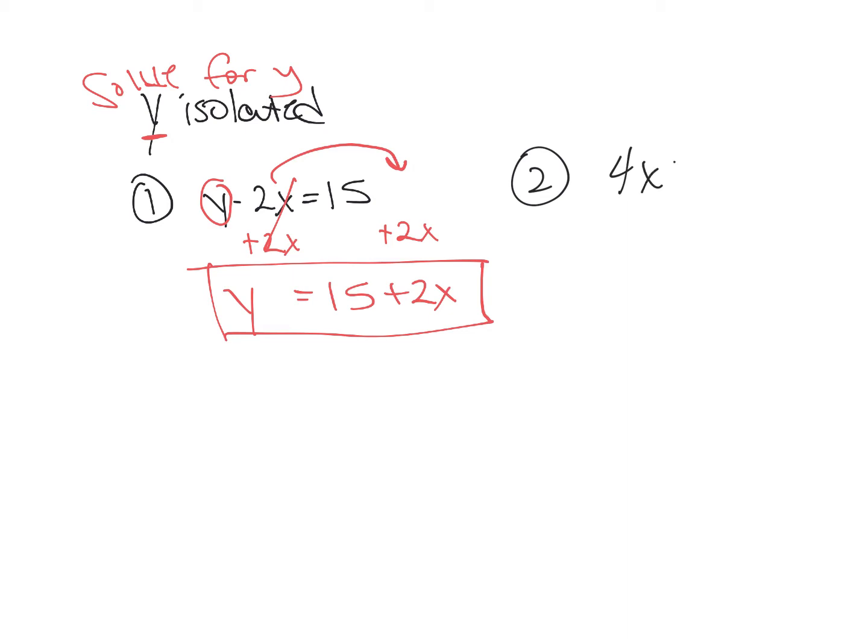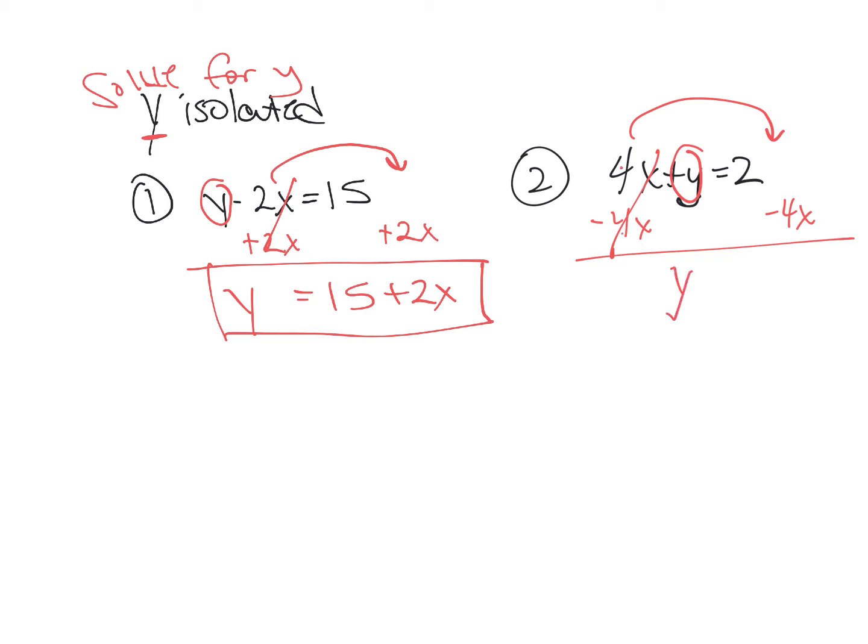So if I have 4x plus y, that's a y, equals 2. Okay, circle y. Move the 4x over, so that means I'm going to subtract it. Remember, you're changing signs as soon as you cross that equal sign. 4 minus 4 becomes 0, so that's why they cancel out. So we have y equals 2 minus 4x, and y is by itself, so we are finished.